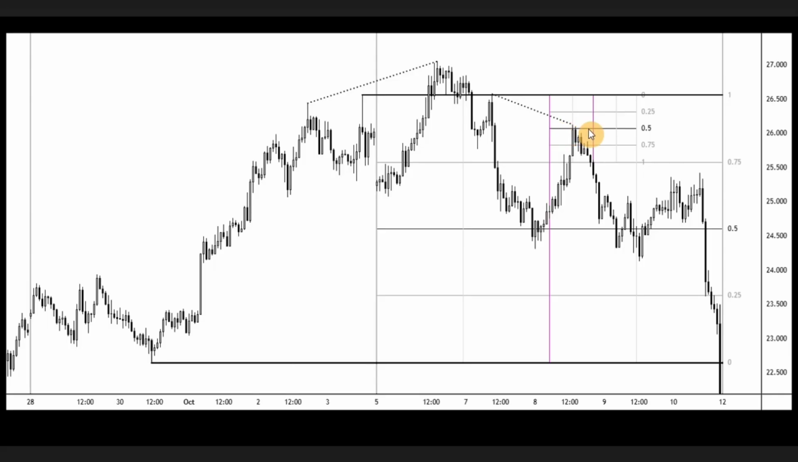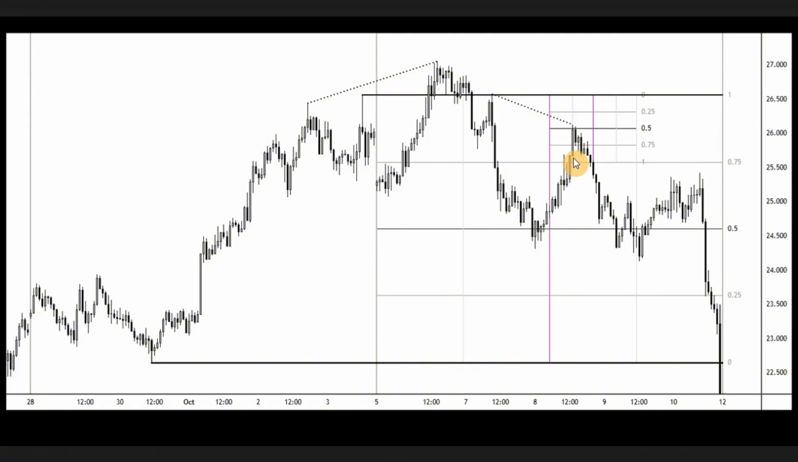For me, a high probability setup is a nexus divergence at a 50% level. Whether it's the 50% of the larger grid or the 50% of a smaller fractal grid, I want to see a nexus divergence happening at the 50%.